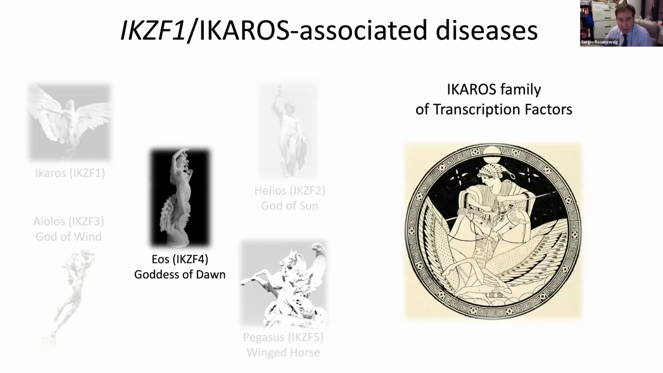The only one that we haven't tackled so far is Eos, the goddess of dawn or aurora. We haven't found patients with Eos mutations because probably it's pretty redundant. If you study the mouse model of Eos, those mice have no clinical manifestations. So probably this is the reason why we haven't found patients with Eos mutations so far. We have found all the other genes in the IKAROS family of transcription factors, but Eos is probably so redundant and could be covered by the other ones. That's why there are no patients yet associated with Eos defects.